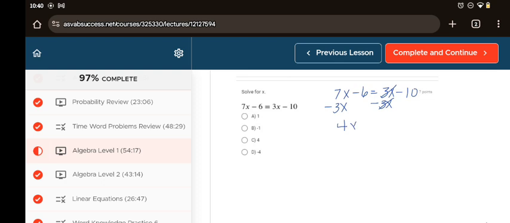This cancels out. 7x minus 3x is 4x. Minus 6 equals, we keep the negative 10, right? Then, that 4x has the 6, so I'm going to do the opposite. I'm going to do plus 6. This cancels out. I do it to both sides. Negative 10 plus 6 is negative 4.